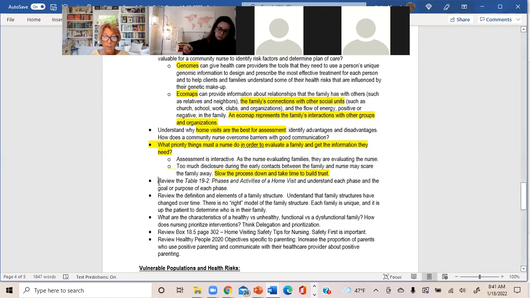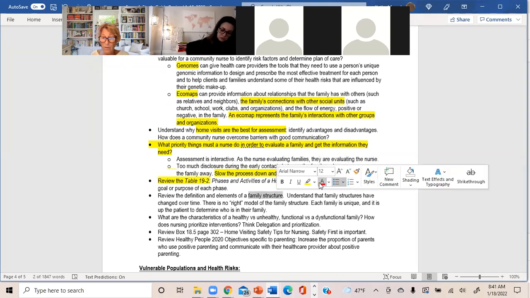Okay, here's one. Review table 19.2, phases and activities of a home visit. So do that. And then family, what's a definition? The next one is what's a definition of a family? What's the definition of family structure?